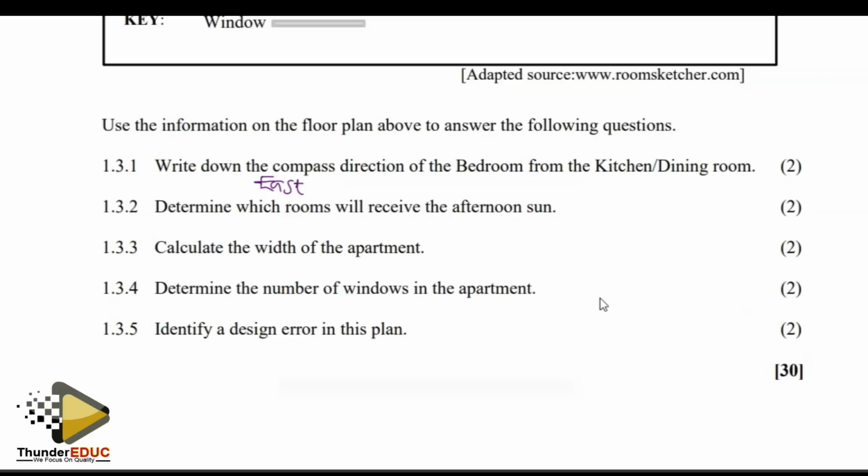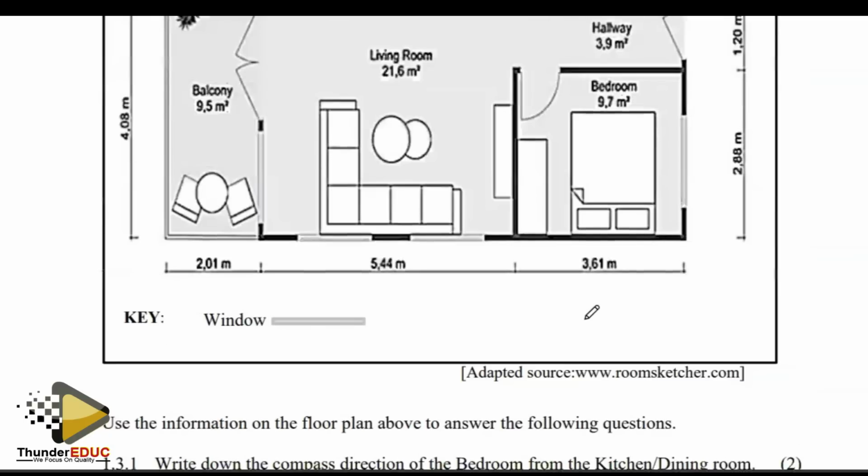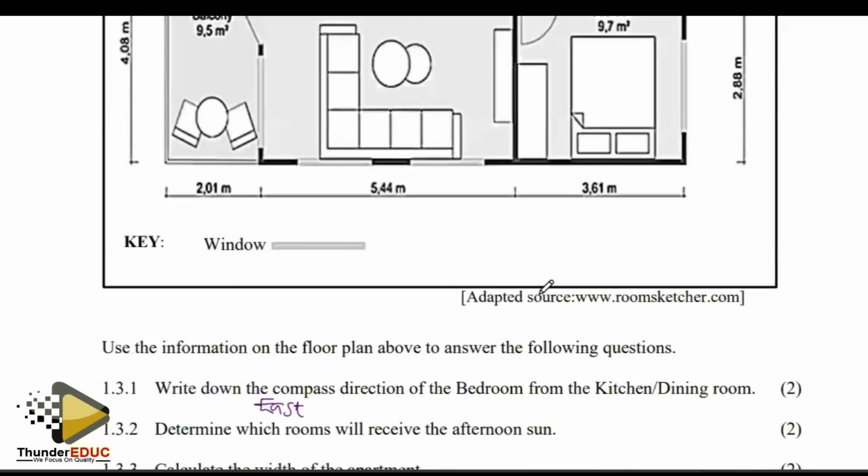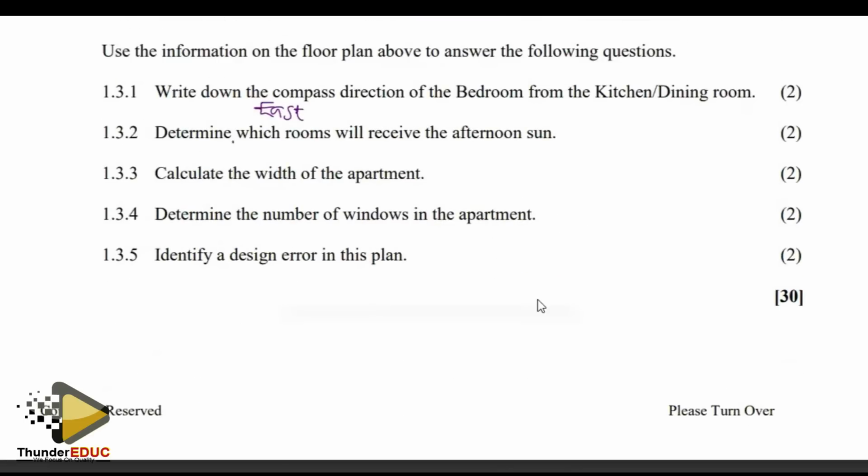Remember, the sun rises from the east, it sets in the west. So the afternoon, we shall take rooms that are facing the west, because now the sun will come this other side in the afternoon. It will be this side. All right. So we have the kitchen and the living room.